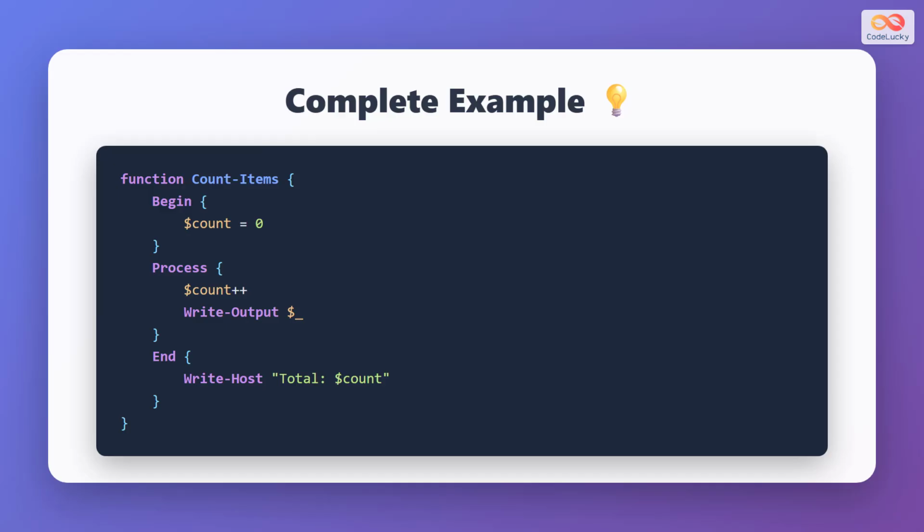Here's a complete example that ties everything together. The function Count-Items demonstrates all three blocks in action. In the begin block, we initialize a counter variable called $count and set it to 0. In the process block, we increment the count for each object and output that object using Write-Output. Finally, in the end block, we display the total count using Write-Host. This pattern of initialize, process, and summarize is extremely common in pipeline functions and forms the foundation for more complex data processing scenarios.